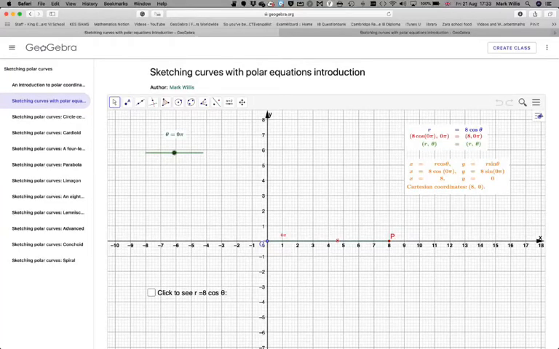Hi, in this video we're going to be sketching curves with polar equations. We're just going to have a look at the idea. So we've got the polar equation r is equal to 8 cos theta.